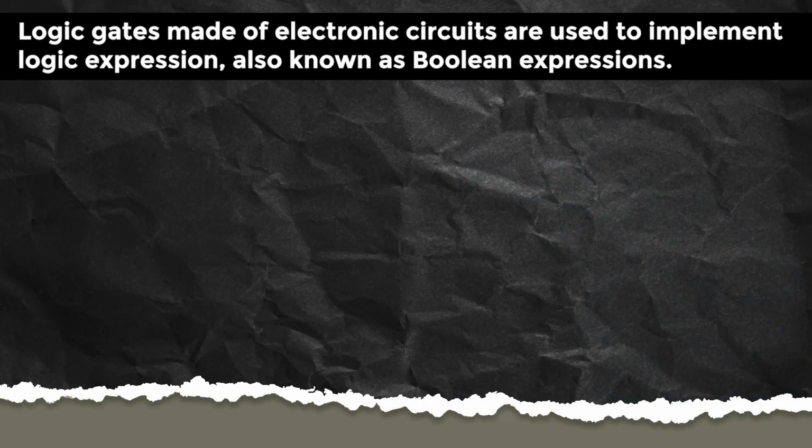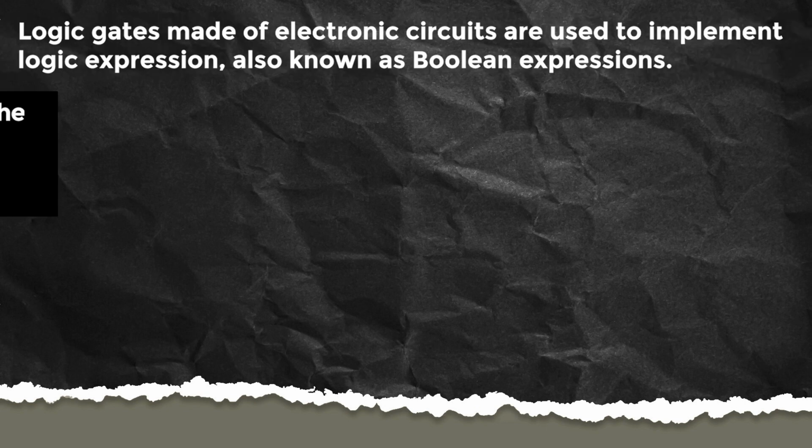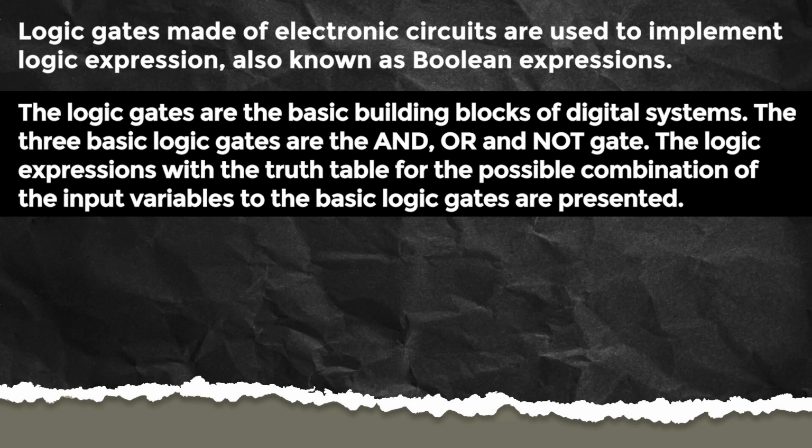Now, we will move on to week 2, what all we will learn in week 2. So, we will start with logic gates. You will know that logic gates made of electronic circuits are used to implement logic expressions, also known as Boolean expressions. The logic gates are the basic building blocks of digital systems, and the three basic logic gates are the AND, OR and NOT gate.